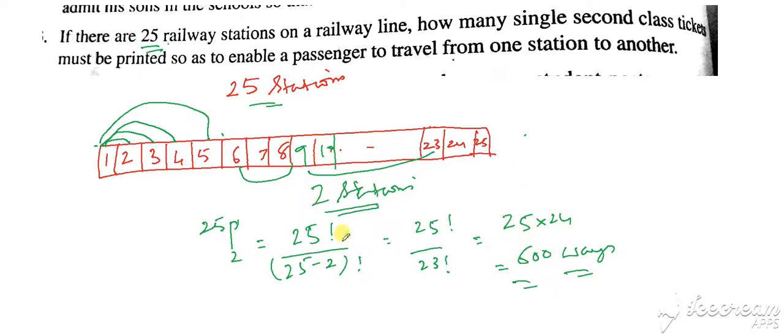Two stations he has to choose, one to get in and one to get out of the train. So it is 25 stations. 25P2 is 25 factorial by 23 factorial. Of course, 25 factorial is 25 into 24 into 23 into 22 and so on, and 23 factorial is 23 into 22 and so on. So 23 factorial cancels and only 25 and 24 remain. That is 600 ways. Hope you understood.